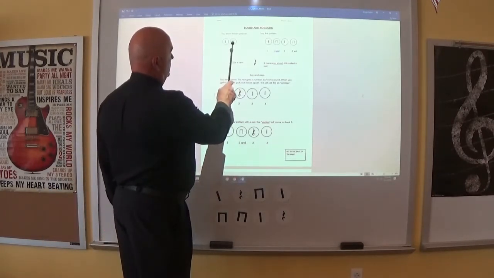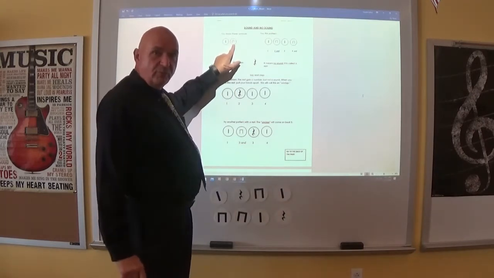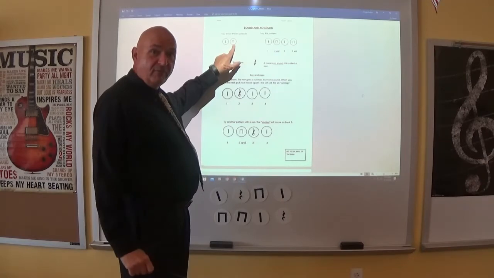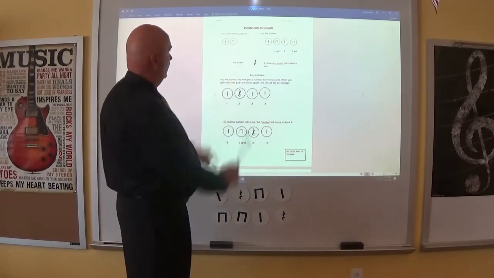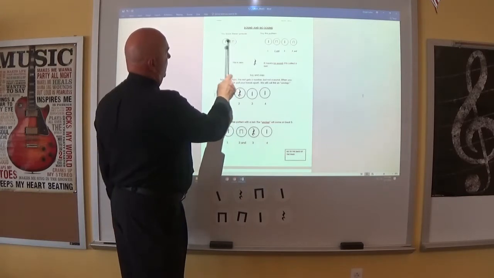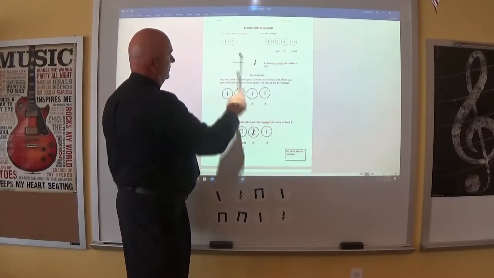1, 2, and 1, 2, and. When we have the two sounds, we split the beat into the number of the beat plus an "and" to help us divide the beat evenly. 1, 2, and 1, 2, and.